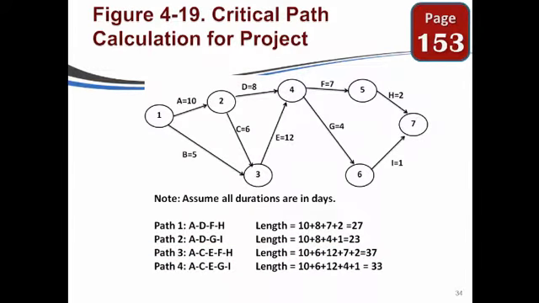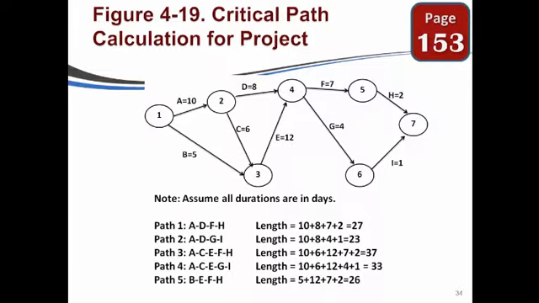Another path might be A for 10 days, C for 6, up E for 12, down G for 4, and I for 1. So at that point, we've got 33 days. So it still looks like path 3 is the champ, or the longest one.